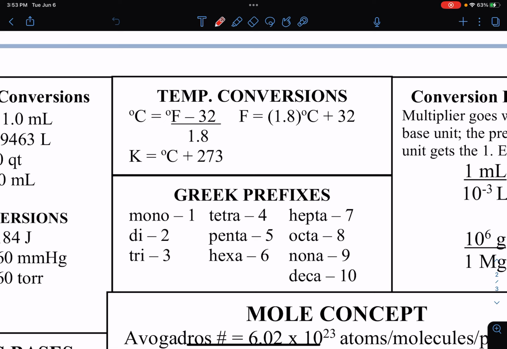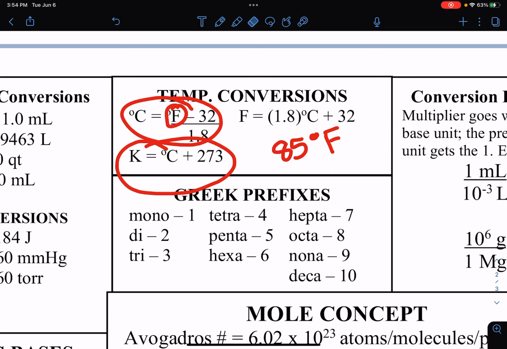So let's practice by taking 85 degrees Fahrenheit and converting to Celsius, and then convert that to Kelvin. Notice there isn't a direct conversion going from Fahrenheit to Kelvin. You just go to Celsius first, and then you can get to Kelvin. So we're going to start out by using this one, because we need to plug in our 85 degrees Fahrenheit. Convert that to Celsius, and then use the second unit conversion here to convert it to Kelvin.